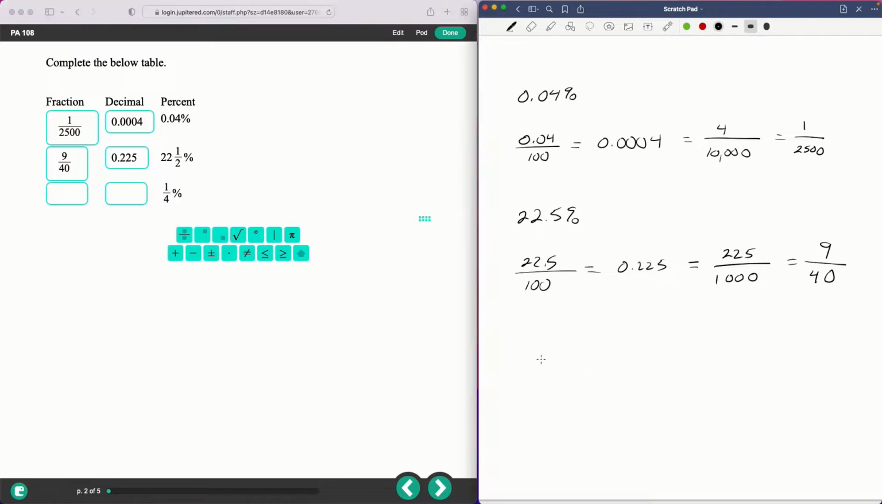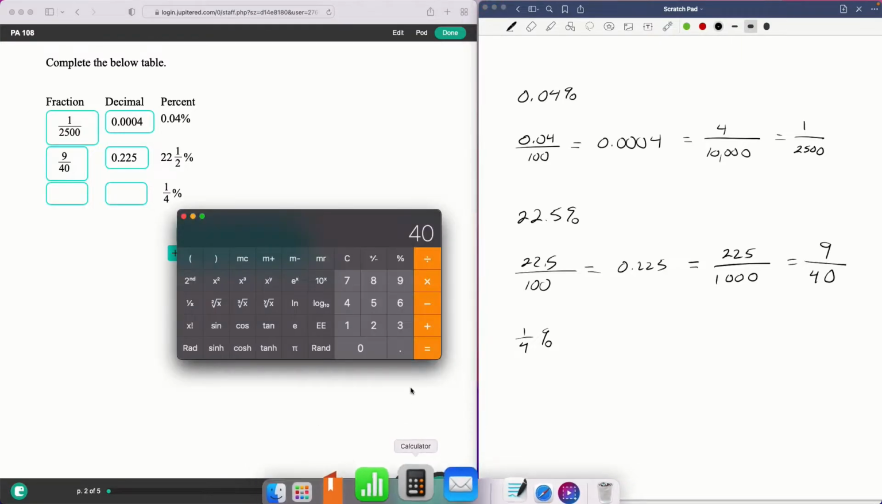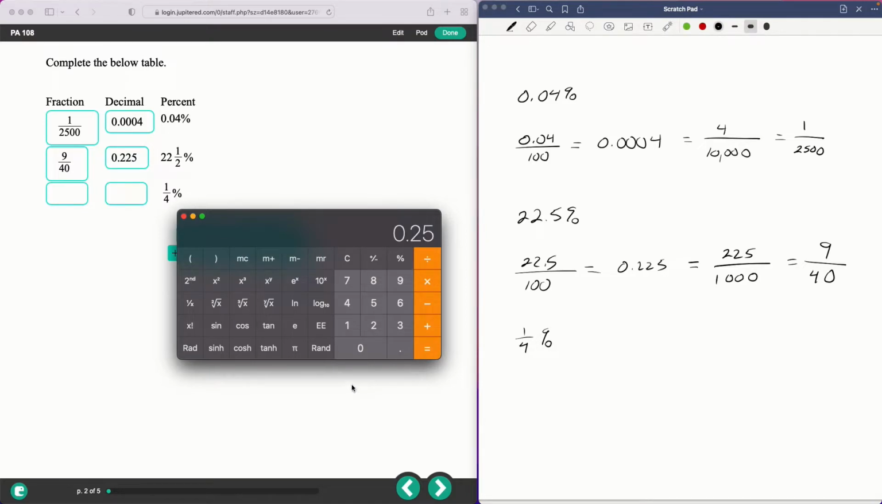Okay. Last one, we have 1/4%. Well, all we have to do to figure out what that is is divide. 1 divided by 4 is 0.25. So that's 0.25%, right? So 0.25 over 100.